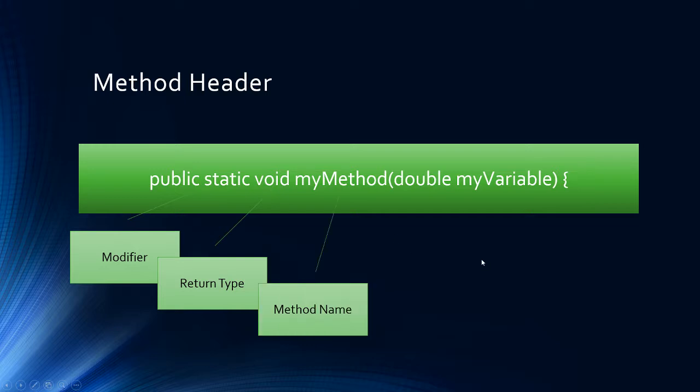Then we have the method name, which in this case is my method. Inside parentheses after the method name, we have a list of parameters. In this case, our method only accepts one parameter, and its data type is double, and we're going to call that variable my variable within our method. That's what that variable will be named.